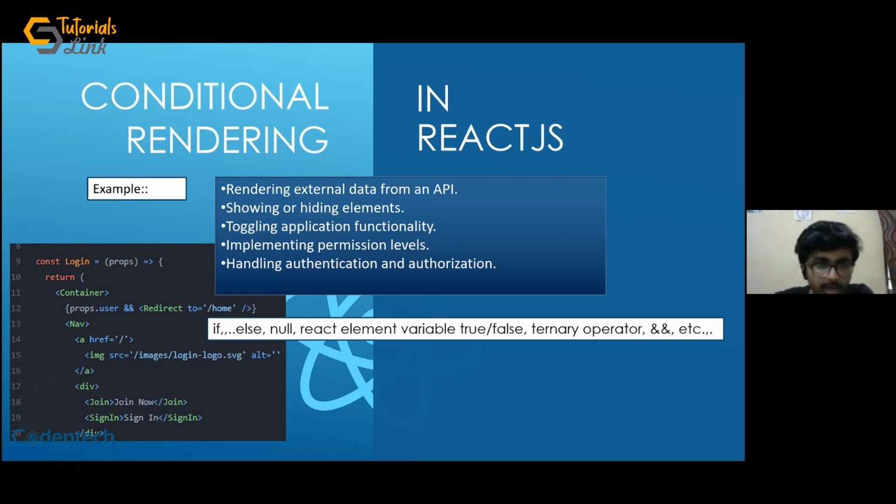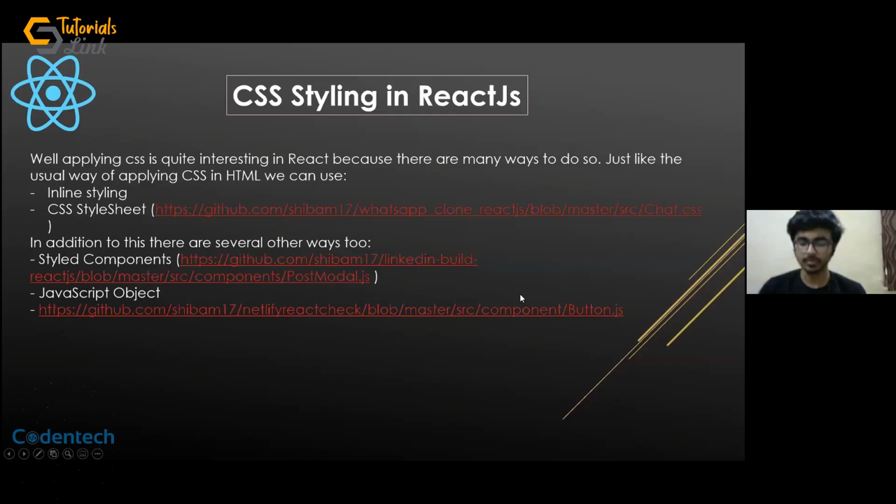So there is a small code I have given. As I mentioned, it is the login, the authentication phase, and the same is happening here. There is a container. Under that, there is a prop, prop.user, which checks if it is available. If the condition is true, then redirect to the home page and do all those things: show your navbar, show the images and everything. Okay. Now, the styling.